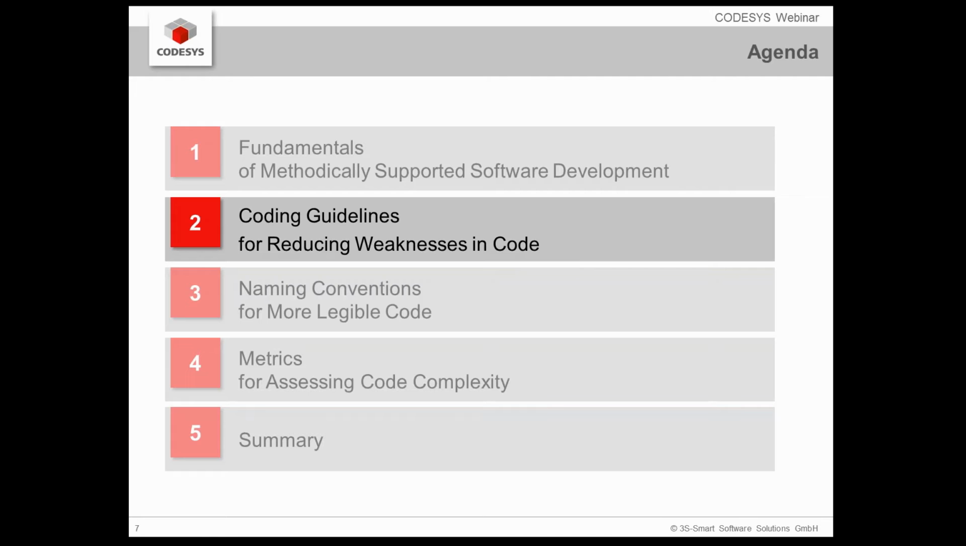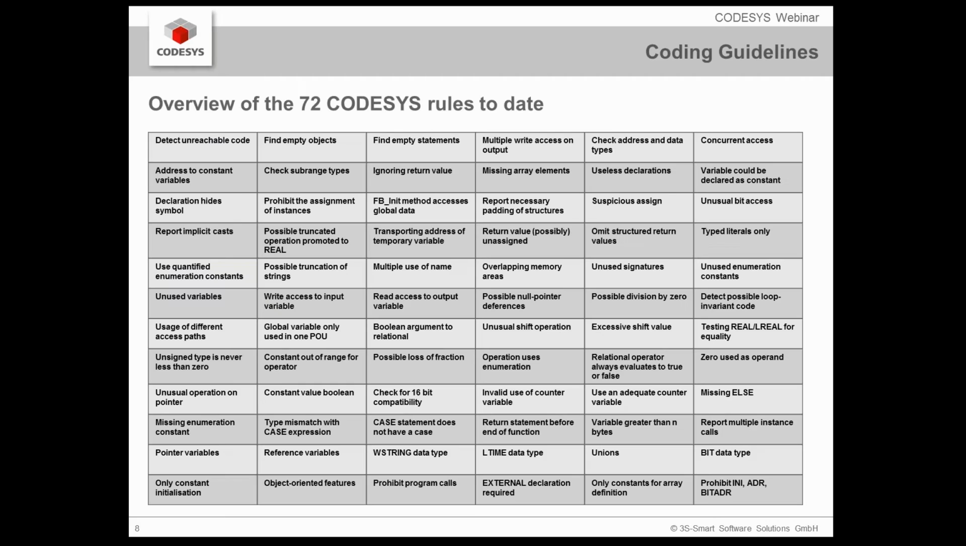So that's all for theory, for the fundamentals, and we continue with the first section of the tool with the coding guidelines. This slide is just for an overview which you can use later on when you receive the PDF files to look up which rules are supported right now. During the presentation, I will show you some of them, but this is just the overview so that you can have a short look right now what's possible and what's not possible.